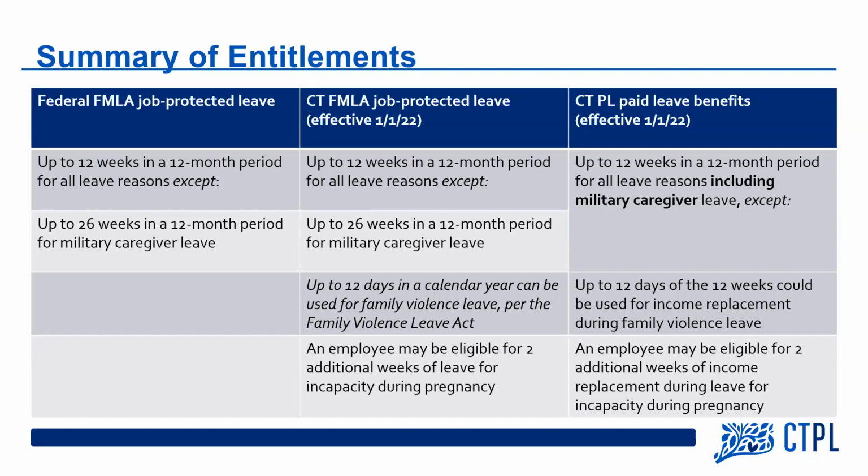Now, the length of benefits under Connecticut paid leave, there's up to 12 weeks in a 12-month period for all reasons, including military caregiver leave. So if you have an employee who's out on military caregiver leave, they may indeed be eligible for 26 weeks of job protection, but only 12 of those weeks would be eligible for income replacement under Connecticut paid leave. Under Connecticut paid leave, the 12 days of the 12 weeks can be used for family violence leave and receive income replacement. And the additional 2 weeks could also be available for income replacement for incapacitation during pregnancy.